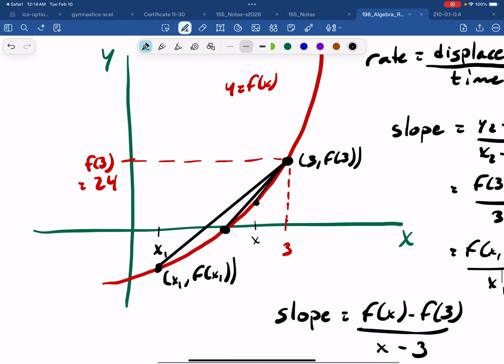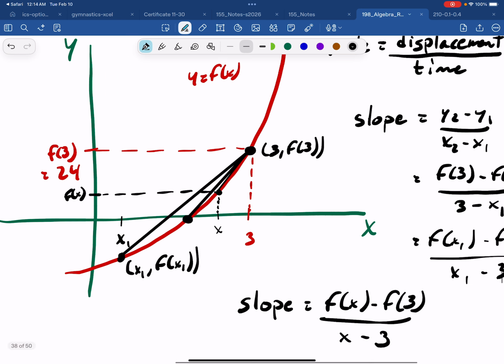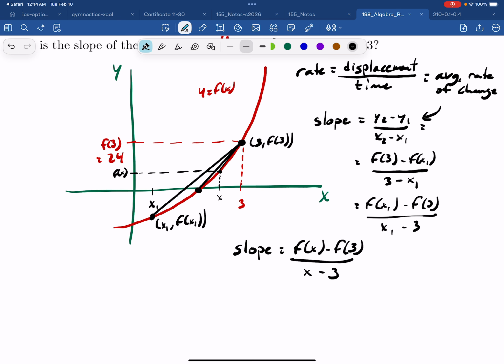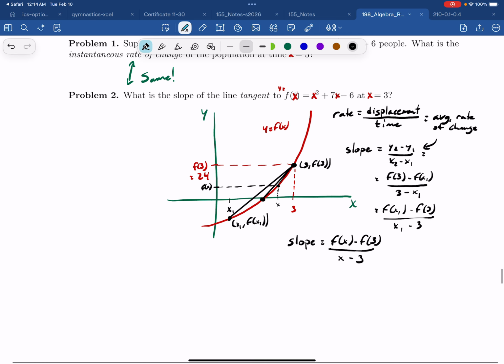Right? And this is just coming from the fact that this right here is the x value. This is f of x. And so we have the slope of this secant line. Now, we're not really interested in the slope of what we call a secant line, because we're not interested in the average rate of change. We're interested in the instantaneous rate of change.